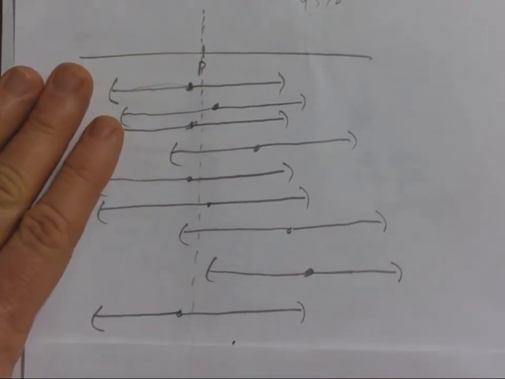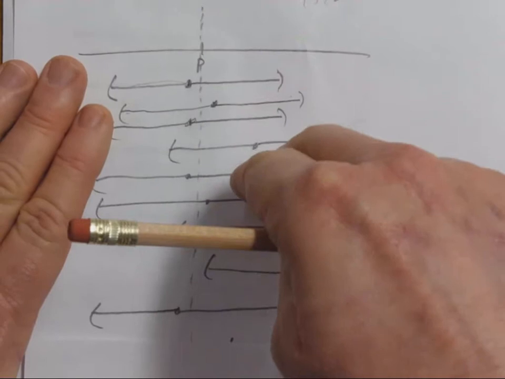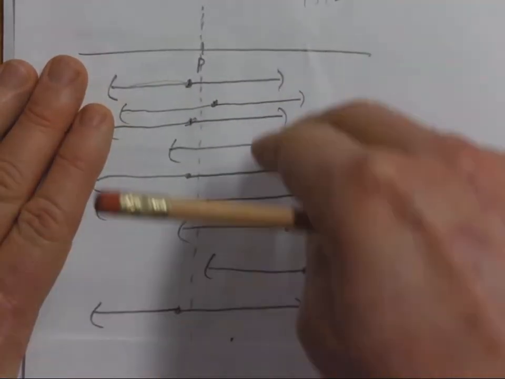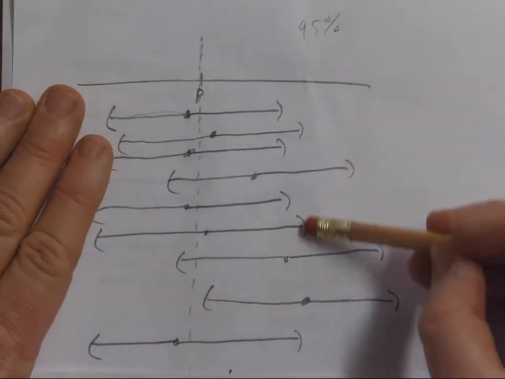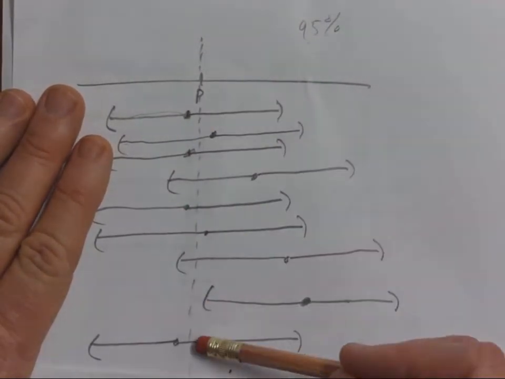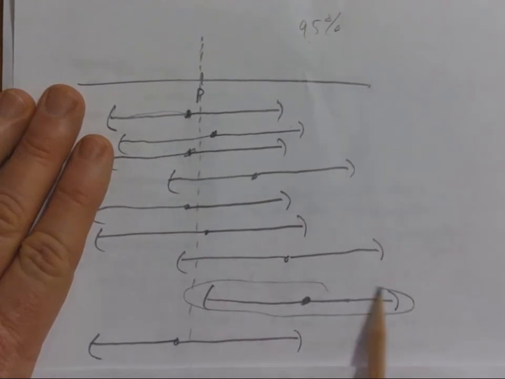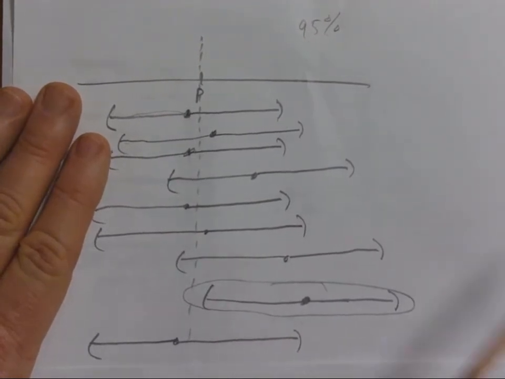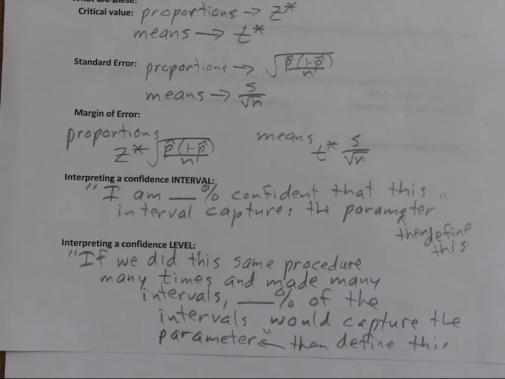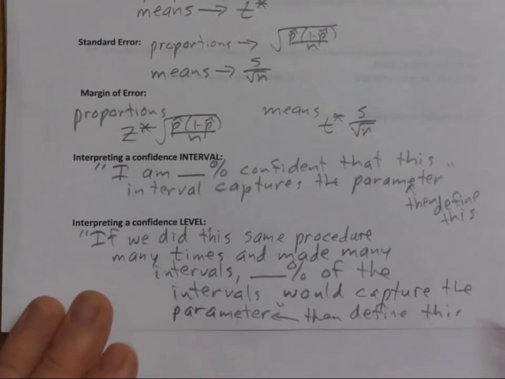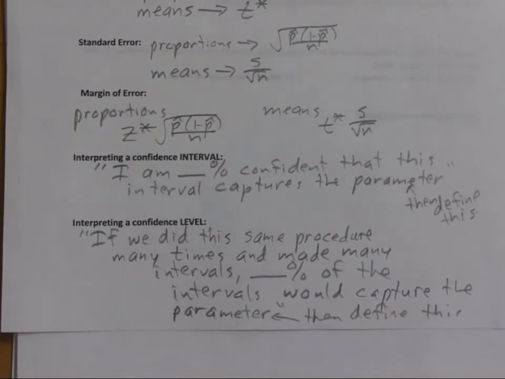And so if we did many, many different samples and created many, many different intervals, 95% confidence means 95% of these intervals would actually capture P. And 5%, like this one here, would not capture P. If we did 99% confidence, what that means is this: if we made many, many different intervals, 99% of the resulting intervals would actually capture P. So that's what it means to interpret the confidence level, and that's something that you have to memorize and understand, because it is frequently asked.